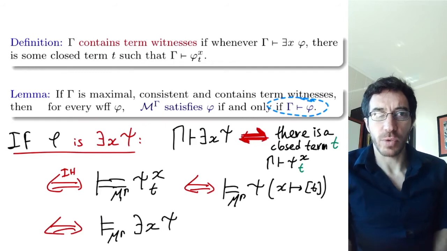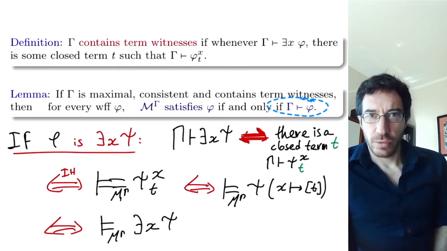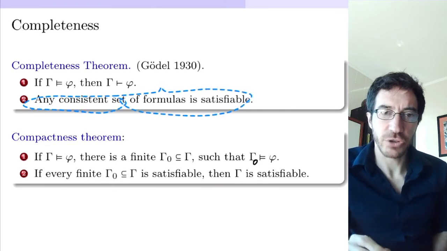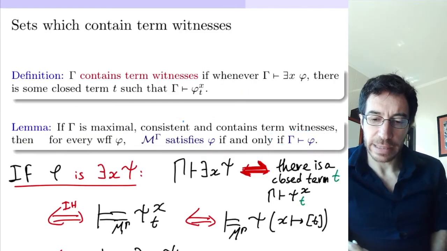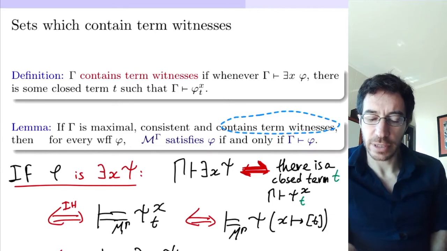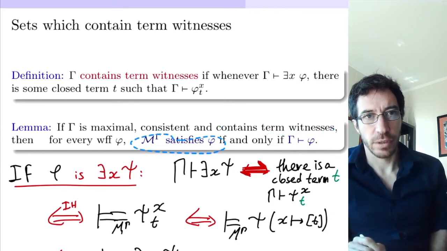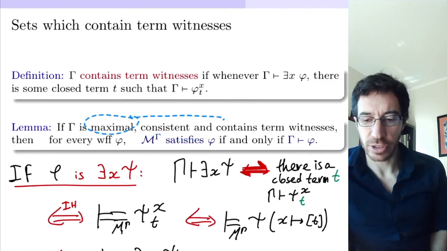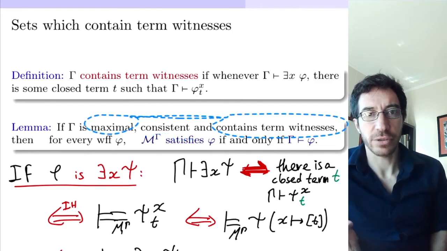So that's almost what we want, because we want to show that if you're consistent, you're satisfiable, and we have shown that if you're consistent, maximal, and contain witnesses, then you're satisfiable by the term model. But we have extra assumptions that we didn't have in completeness: it's maximal and contains witnesses. So this only works when you're maximal and contain witnesses.